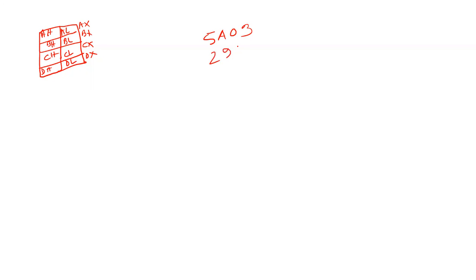Suppose we are using 16-bit addition. You know our register structure. This is the AX, BX, CX, and DX. Now suppose the addition is 5A03 plus 29B8.